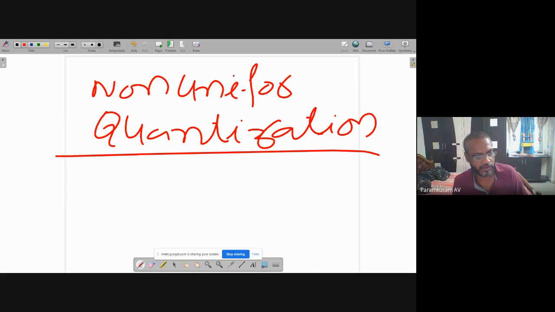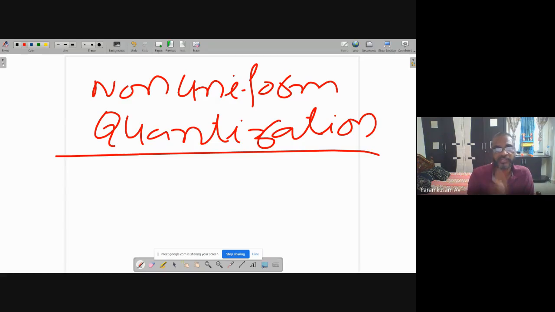What is non-uniform quantization? Non-uniform quantization means the step size is not uniform. The step size is varied according to the amplitude of the message signal. In non-uniform quantization, the step size is not fixed. It is not uniform. The step size is varied according to the amplitude of the message signal.